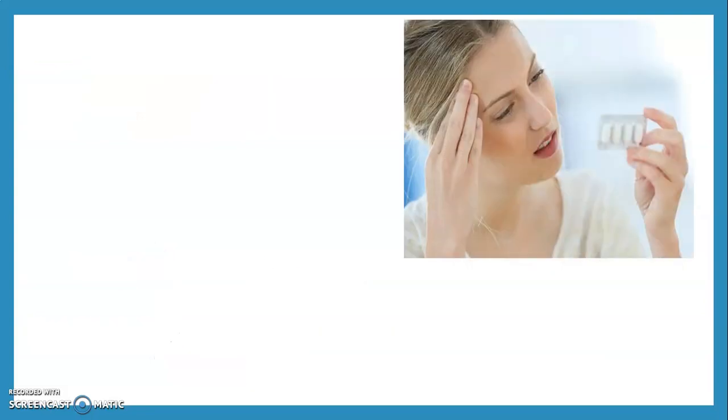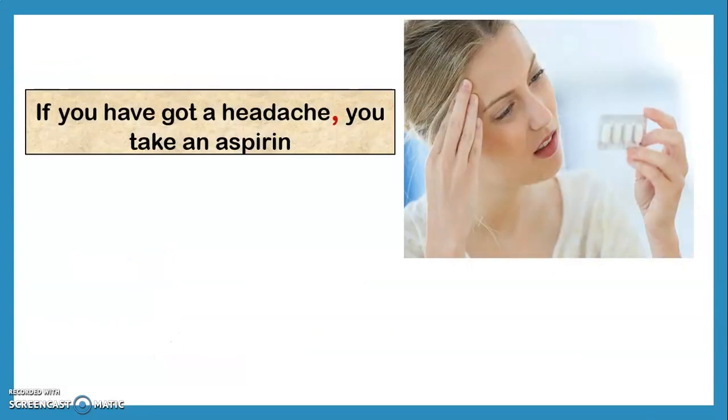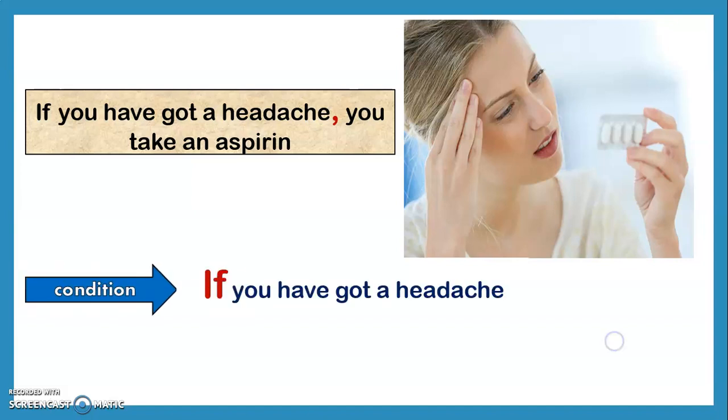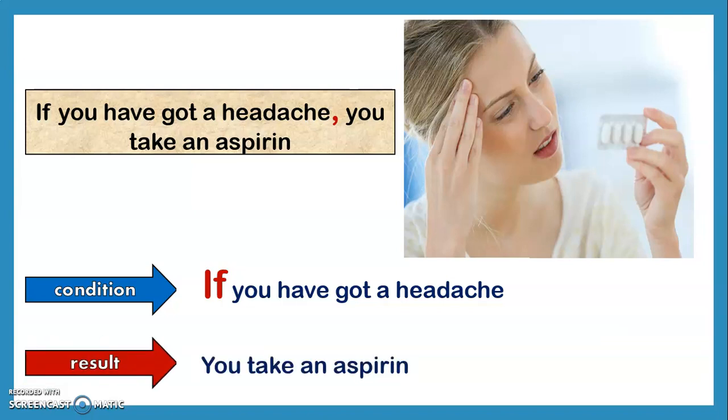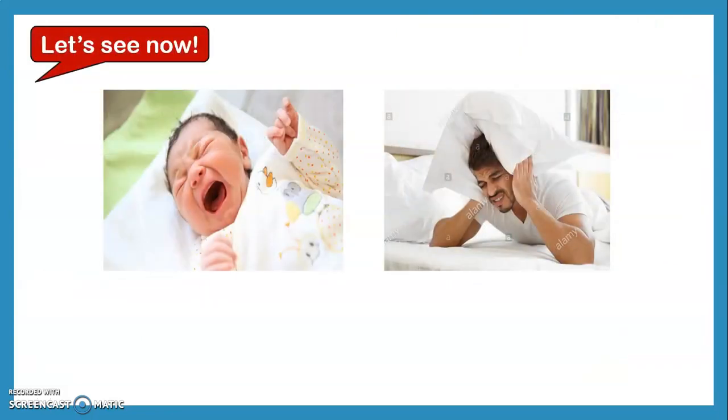Okay, let's continue here. If you have got a headache, you take an aspirin. Okay, what is the condition here? Yes, if you have got a headache, and what is the result? You take an aspirin. That's right. But remember to separate this sentence. We need a comma in the middle, even though you start with if. Okay, let's continue now. Okay, but let's see now. Pay attention to this part now, right?